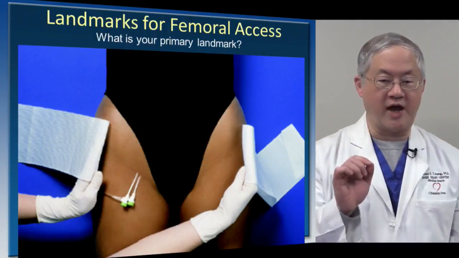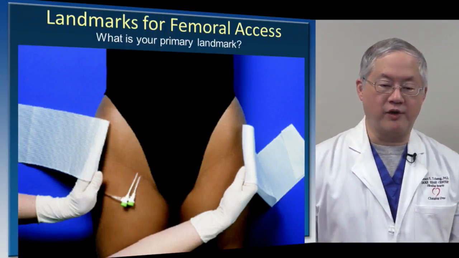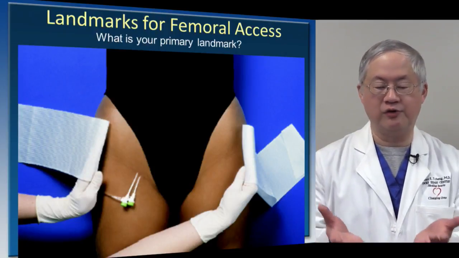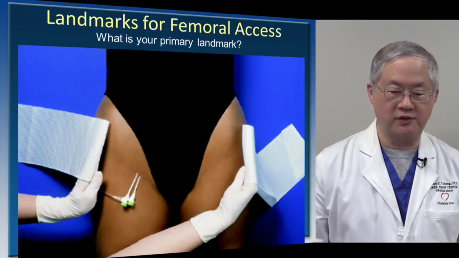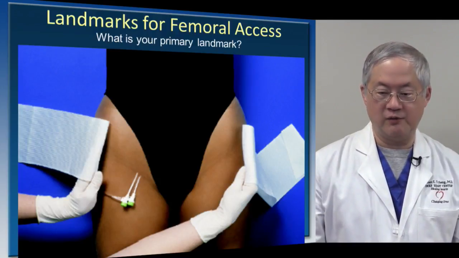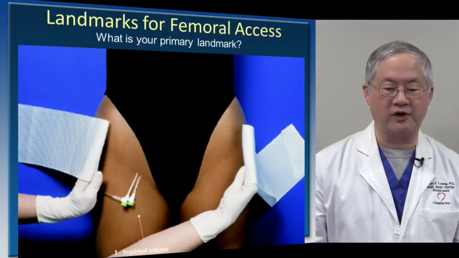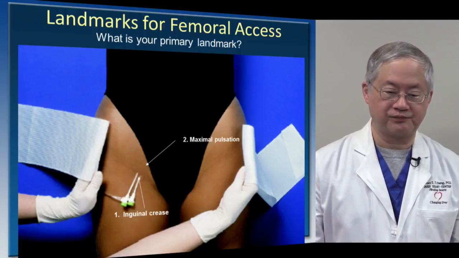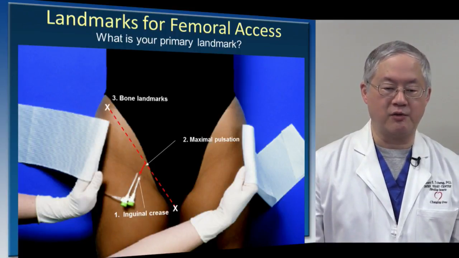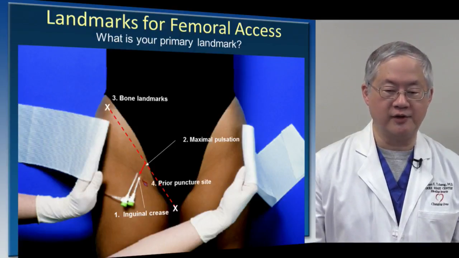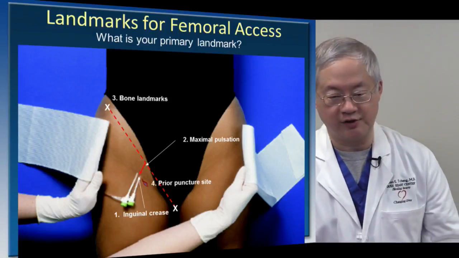So using that as the starting point, that's what we're trying to hit, the question is, what landmarks do you have that you can use to identify that spot inside the patient's body? Well, there are really 4 landmarks that people talk about. First, there's the inguinal crease. Second, there's the point of maximal pulsation. Third, there are your bony landmarks, including the inguinal ligament. And then fourth, there's the ever popular prior puncture site that you see here.